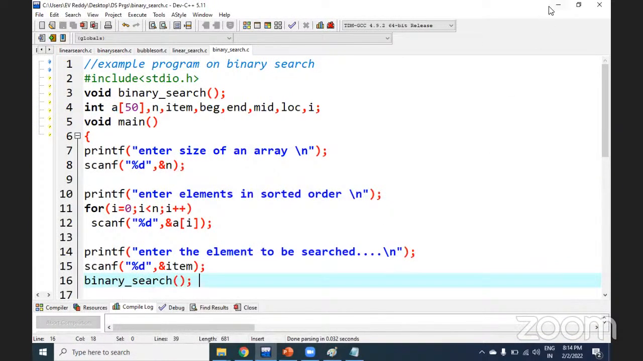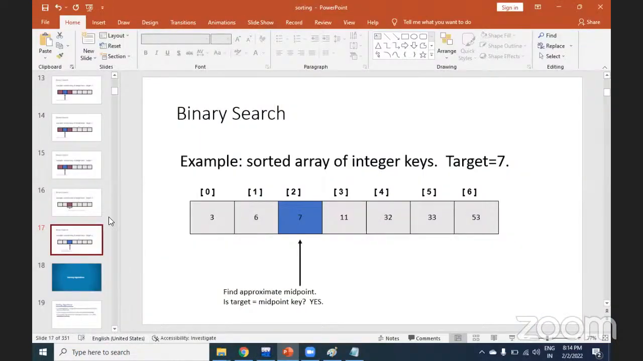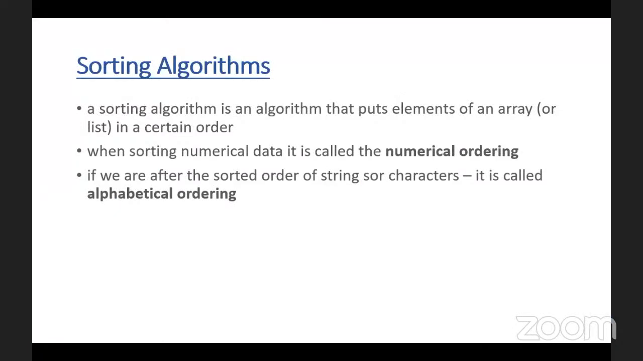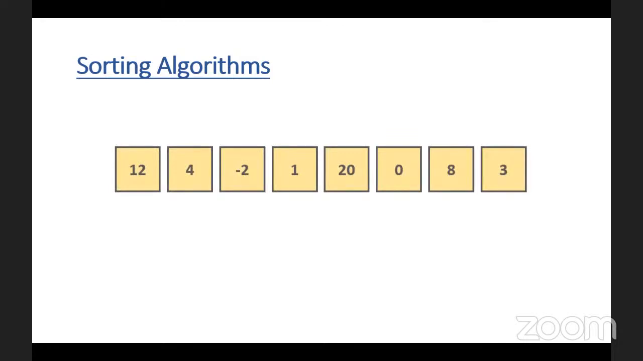Now, let us move on to another topic called sorting techniques. Okay, what are the sorting algorithms we have? A sorting algorithm is an algorithm that puts the elements of an array in a certain order, either ascending or descending. Sorting numerical data is called numerical ordering. If you are sorting words, it is called alphabetical order. So what is a sorting algorithm? Sorting is nothing but arranging the elements in a specific order.